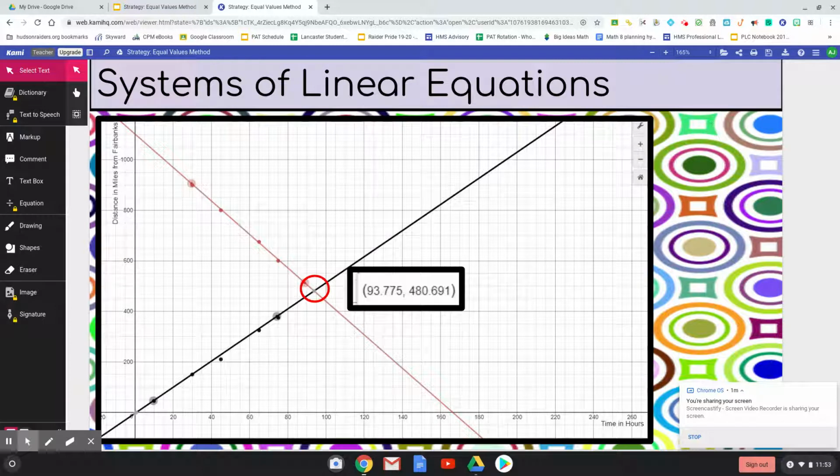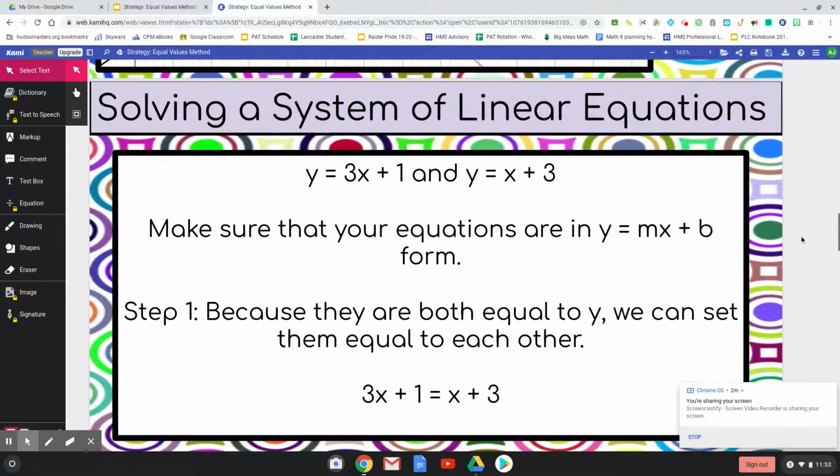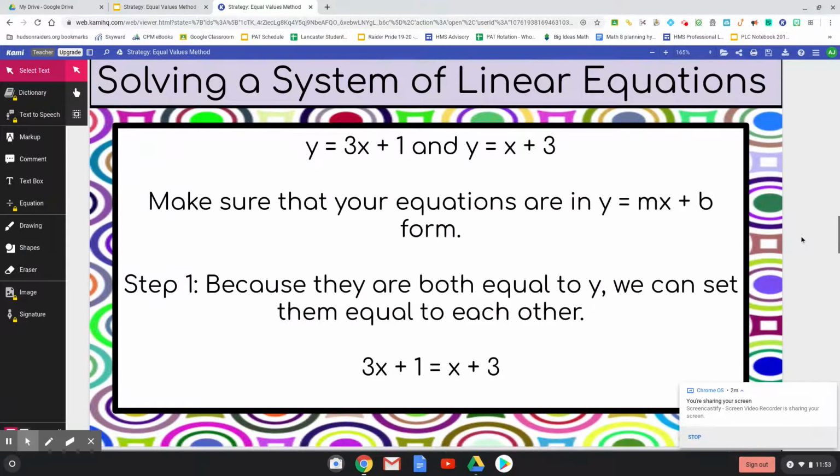When we found that intersection point, we estimated that they would probably meet up about 94 hours into the race at about 481 miles. This is the solution to the system of linear equations in this example. So we solved it using graphing, but how do we solve a system of linear equations without graphing the equations?